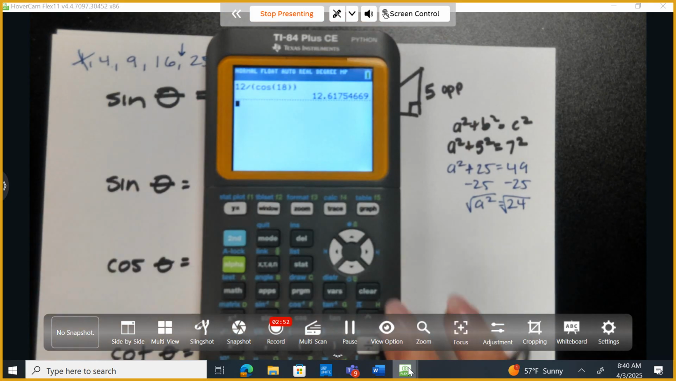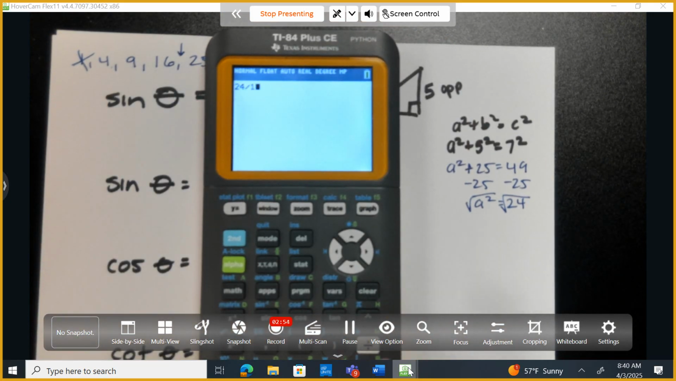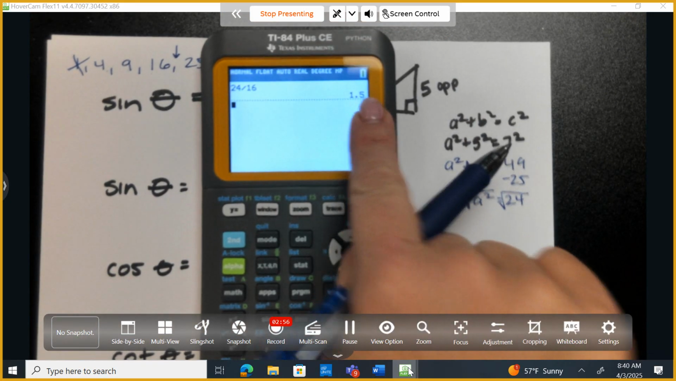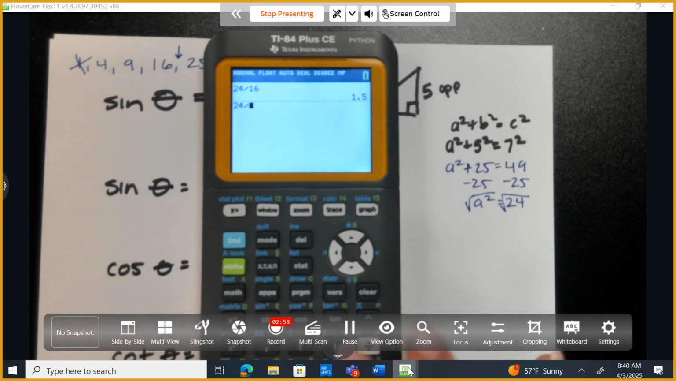And so we never have to check 1, by the way, because 1's not going to break anything down. But we're going to check, can I break this down? So I divided it by 16. It's not a whole number. That's not going to work. Then we take 24 divided by 9. That doesn't work. 24 divided by 4 works.